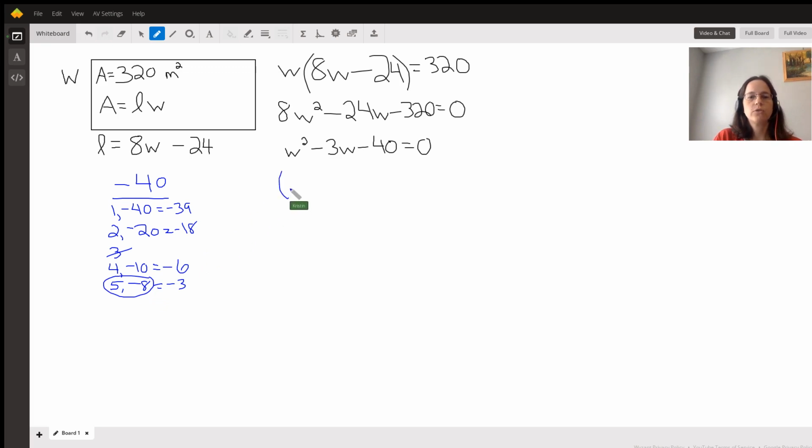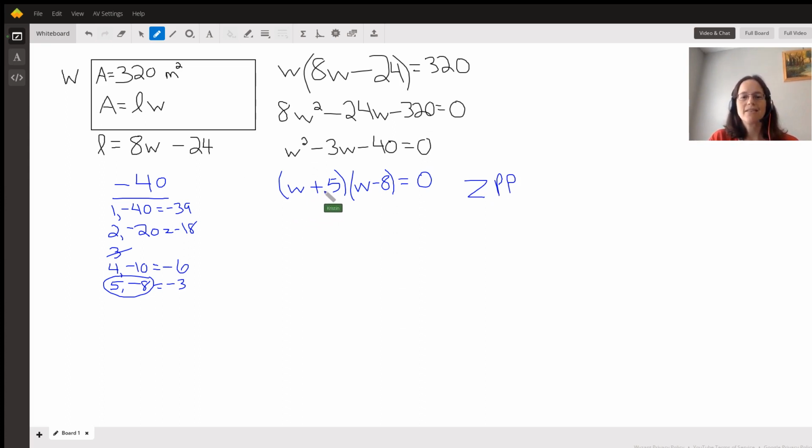And so this will factor out into W plus 5 times W minus 8. And if you're not sure what I'm doing with all of this, I highly suggest that you do get some help with factoring quadratics, okay? But it still equals 0. And then we have what's called the zero product property. And again, that's something that if you need more help with, you can look up a little more thoroughly.